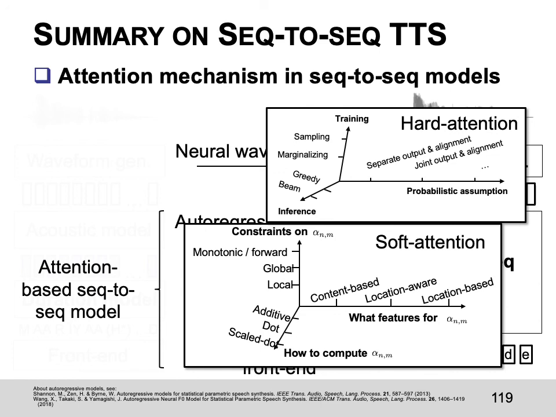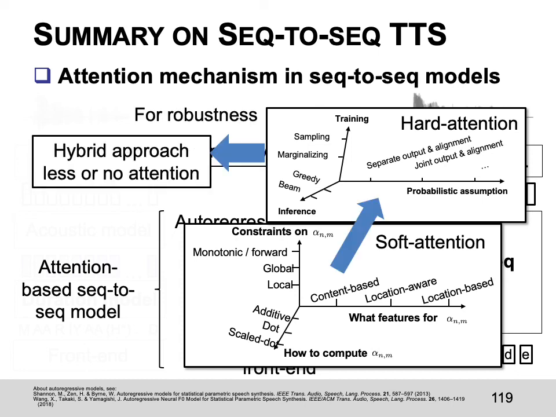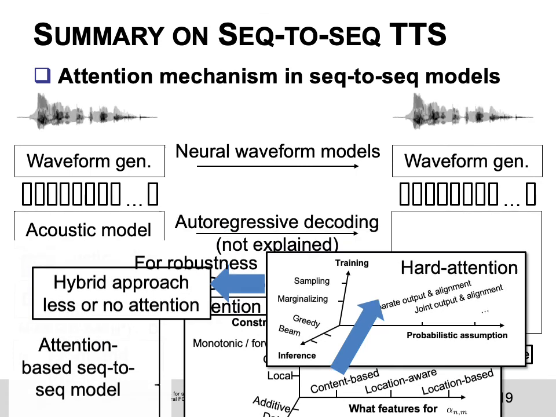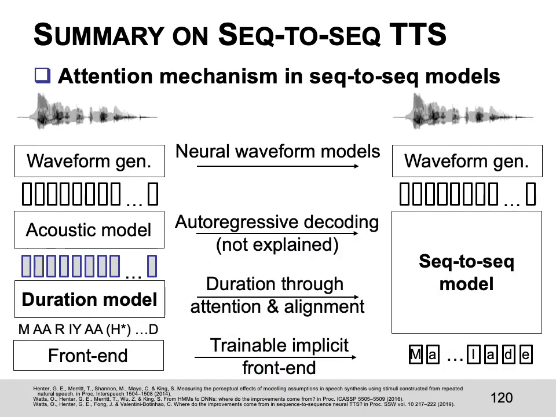We also mentioned the shortcoming of the soft attention. It does not guarantee the monotonic structures. That motivates the hard attention-based approach. However, the hard attention might not be accurate enough to produce natural speech. That gives us the third possible solution, the hybrid approach, where we don't use the attention during the generation. All four aspects are quite essential to the performance of the sequence-to-sequence TTS models.